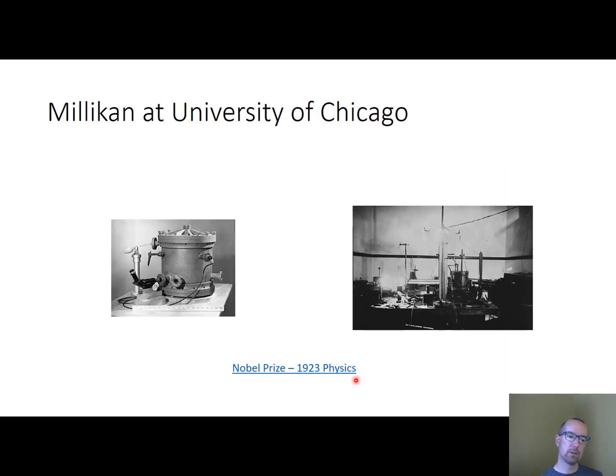Now, this was done at the University of Chicago, and a lot of this stuff is preserved there, so you can see the remnants of these historic experiments. And for this, he won the Nobel Prize in Physics in 1923.